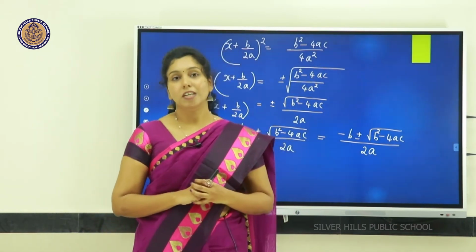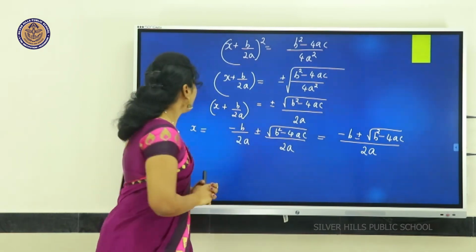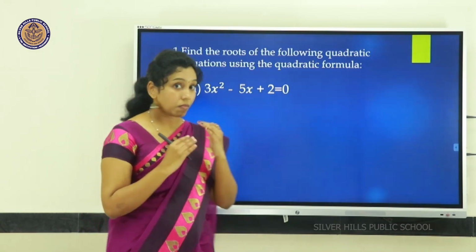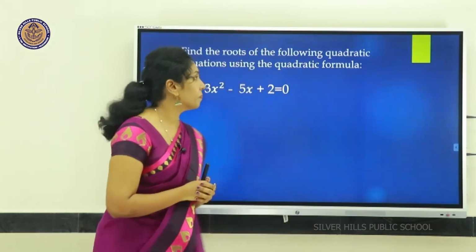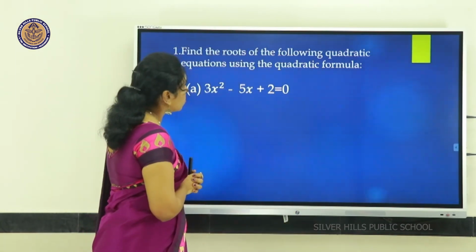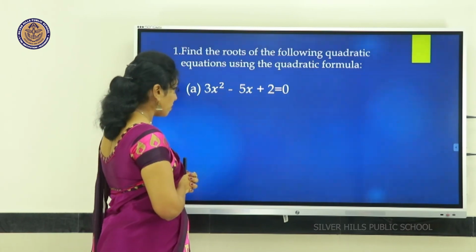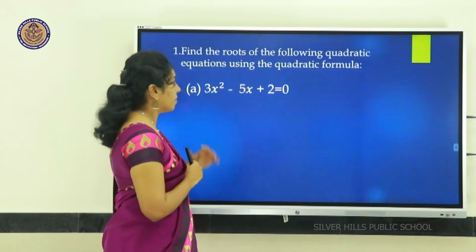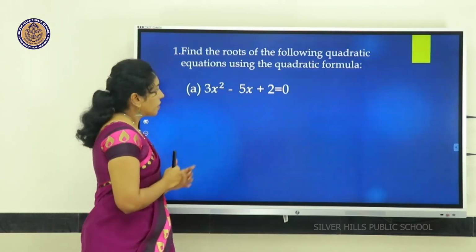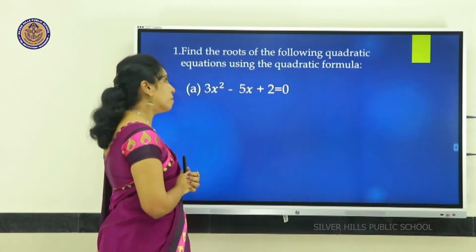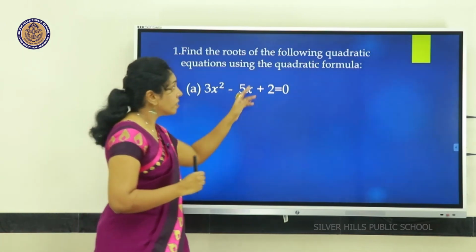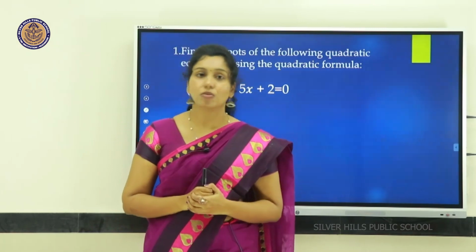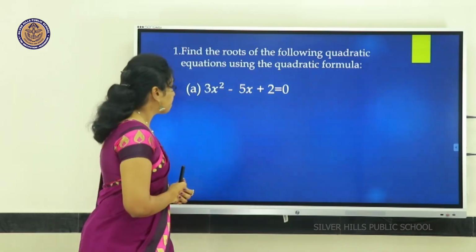Now let's move to the problem side. A few problems we'll do so that you get an idea how the roots will be. Find the roots of the following quadratic equations. Few questions are there. Of that, the first one, using the quadratic formula: 3x square minus 5x plus 2 is equal to 0. It's mentioned using quadratic formula, so that means we'll have to use quadratic formula.